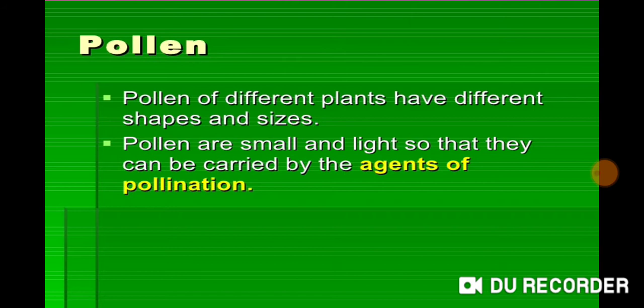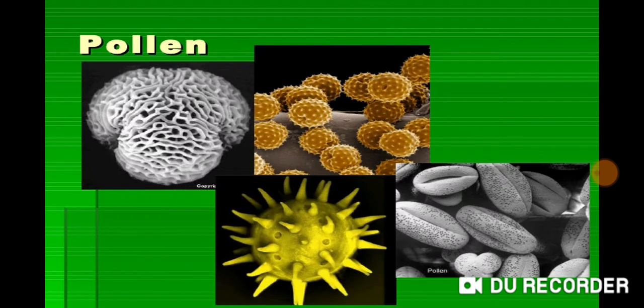First of all, we should know what pollens are. All pollens of different plants have different shapes and sizes. Some are small, some are heavy, some are light, and they are carried by certain agents. This is important. What are the types of agents? Here you can see the diagram of different pollens.